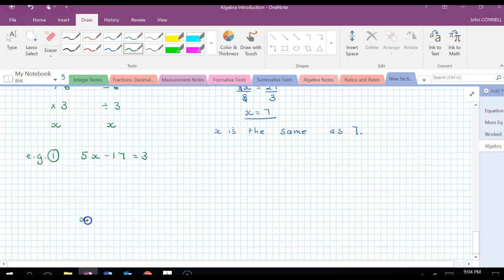So here, if we start with x, we multiply by 5 and then we subtract 17. So if I want to undo this, I'm going to have to add 17, then divide by 5, and that's going to give me x.